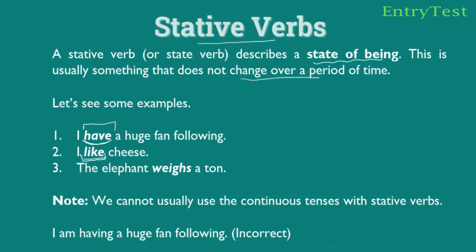I like cheese. Here again, the elephant weighs a ton. So elephant, our subject, is not doing any action. It's his state that it weighs a ton. So weighs is also a stative verb here. Now very important thing related to stative verb, we cannot usually use the continuous tenses with stative verb. So you cannot say I am having a huge fan following. So this is incorrect. When there are stative verbs, you cannot use the ing form. So the elephant is weighing a ton. This is also incorrect in terms of English grammar. So I hope this thing is clear friends.